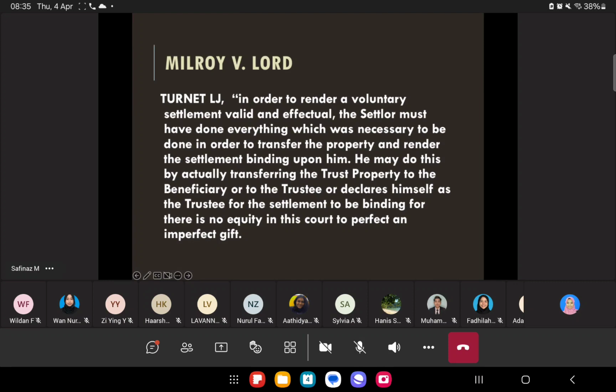Okay, dan kat sini mahkamah guna ada juga maxim no equity in court to perfect an imperfect gift. Maksud dia kat sini sekiranya you tak lakukan that vesting of property, that means the gift is not perfect. Okay, it's not perfect and therefore the maxim, there is no equity in court to perfect an imperfect gift, will apply. Okay, itu case Milroy and Lott.